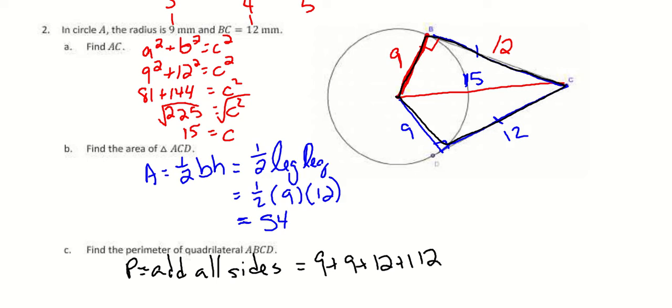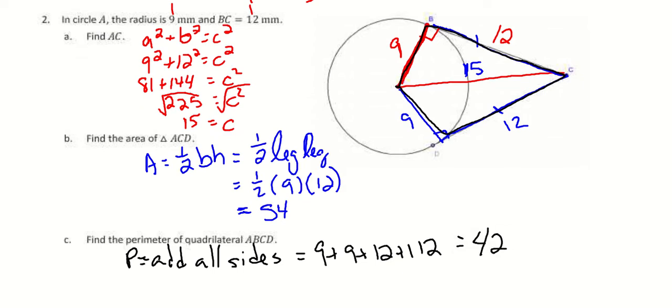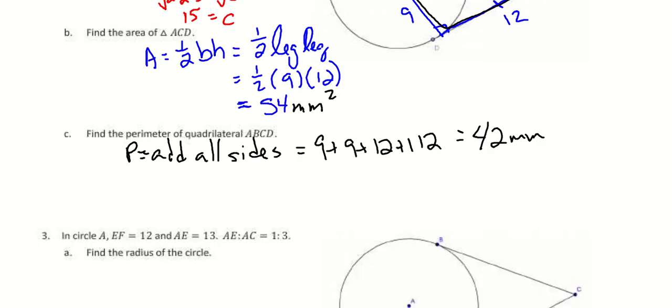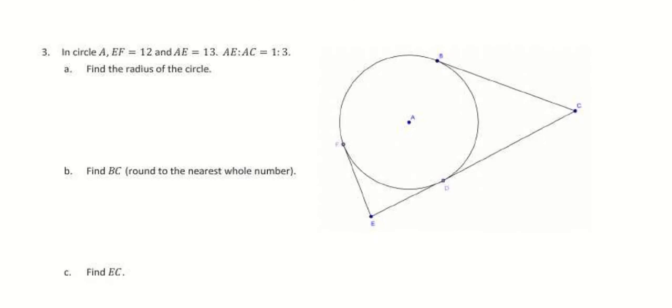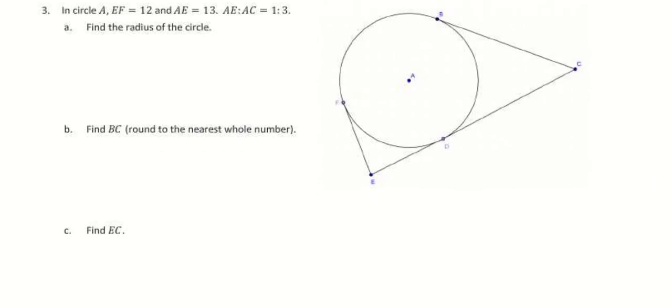That's 18 plus 12 is 30, so how about 42 units? Whatever they are, millimeters. So this happens to be millimeters squared, and this is just straight up millimeters for the area and perimeter. Okay, new question number 3.